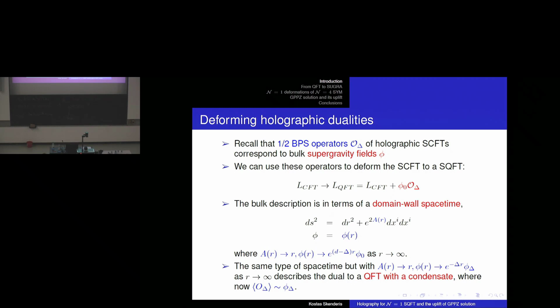So in particular, you want this scale factor here to go like R as we go to infinity, then this becomes AdS, and then the scalar field has this form of asymptotics, and then this quantity over here is the deformation parameter.